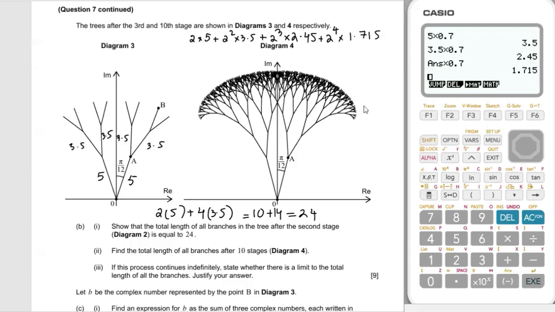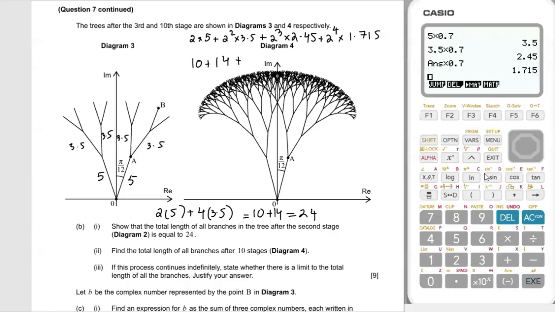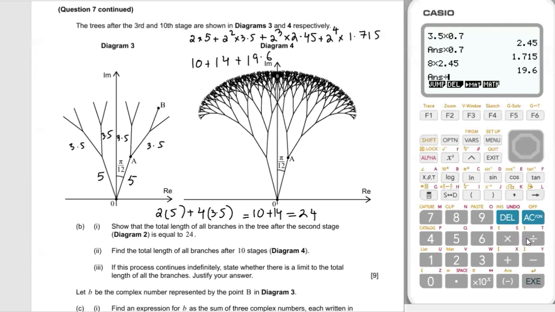So the first term is 10, and then 4 times 3.5 we already did. That's 14. Plus 8 times 2.45. That's 19.6. So if you want to just verify, you can do 19.6 divided by 14, and that's going to give you the common ratio 1.4. And similarly, 14 divided by 10 is also 1.4.